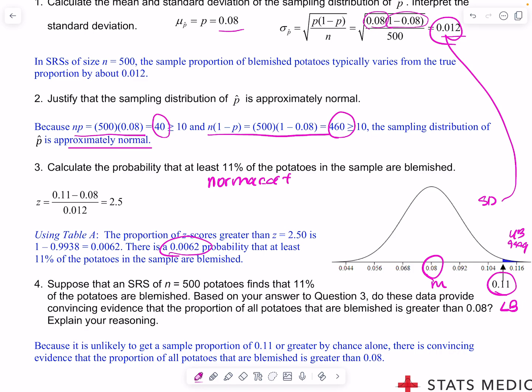So if we have a simple random sample of 500 potatoes and we find that 11% of the potatoes are blemished, is this evidence that the proportion of all potatoes that are blemished is greater than 8%? Well, it's very unlikely to get 11% or greater, because we found it's 0.0062, or 0.62%. There's a 0.62% likelihood that I find 11% or more blemished. So there's convincing evidence that the proportion of all potatoes that are blemished is greater than 8%, because it is unlikely that this is occurring by chance.